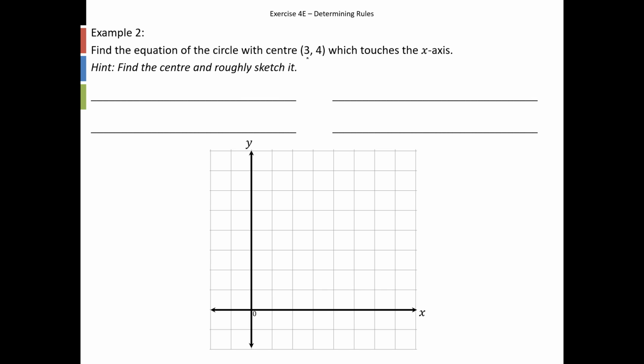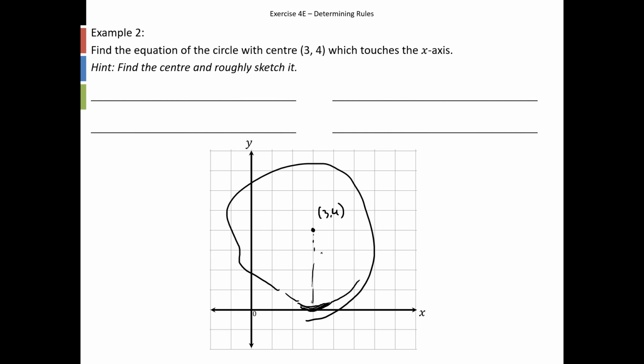Find the equation of circle with centre at 3, 4, which touches the x-axis. So this is nice. We can find the centre and roughly sketch it. So that's our hint. We have x 3, y 4, there's our centre point, and it has to touch the x-axis. So if that's the centre point, it's going to be at its bottom down here. That's really nice, because that gives us our circle. Ignore that sketch, it's terrible. But it's touching the x-axis just down here.